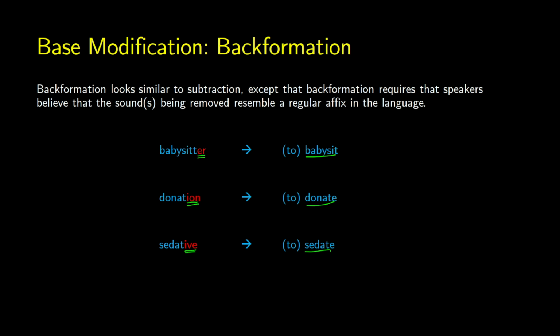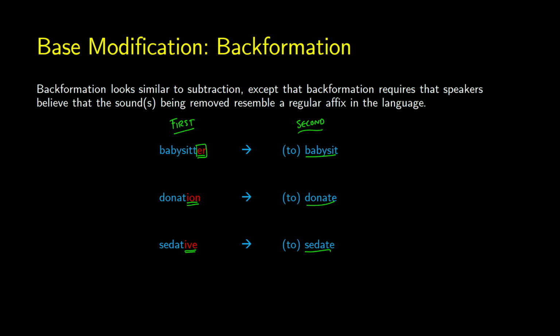Now, unlike deletion, backformation occurs when you have something that looks like an affix. So we think that we have the word babysit, and then we add -er to get babysitter. But actually, historically, the words on the left, babysitter, donation, and sedative, came first, and the verbal forms came afterwards. So speakers thought that these were affixes and then removed them to make other forms of words based on their knowledge of the language. So this can be a very similar process with babysitter and babysit.